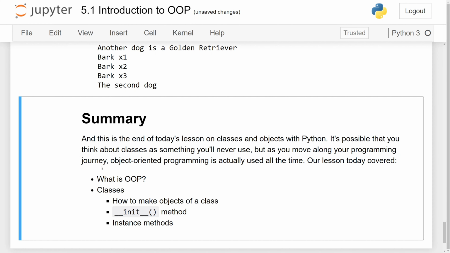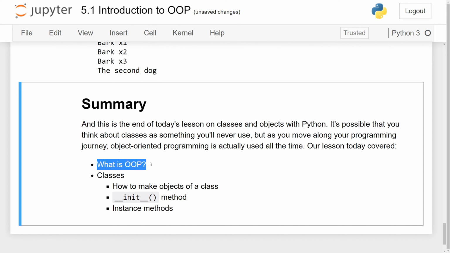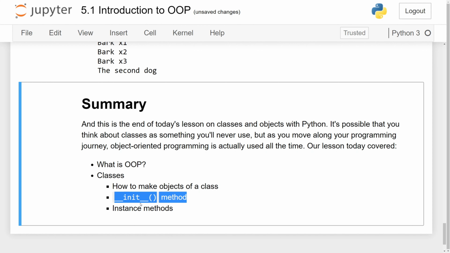So to summarize what we talked about today, we talked about what is object-oriented programming, and we talked about classes, including how to make objects of a class and the init method, as well as instance methods. And that's it for an introduction to object-oriented programming in Python.